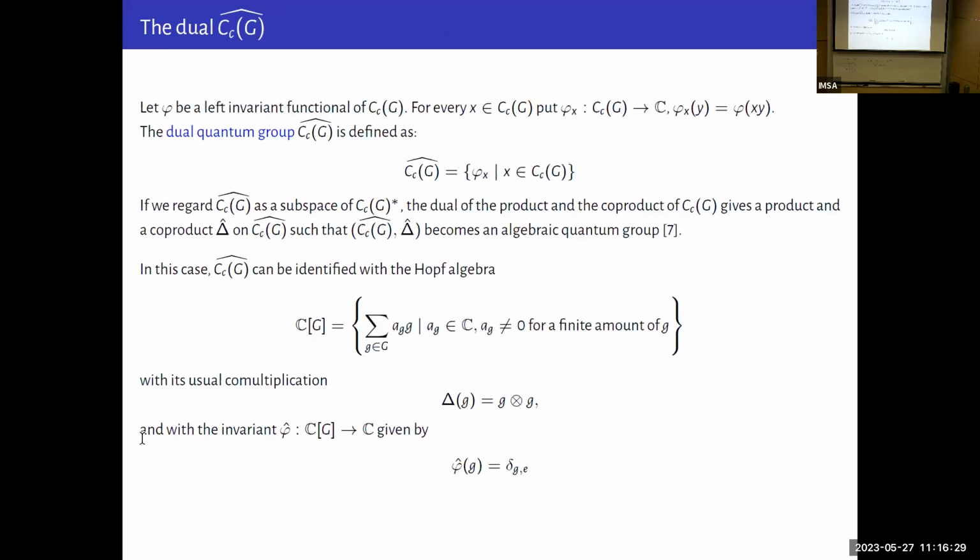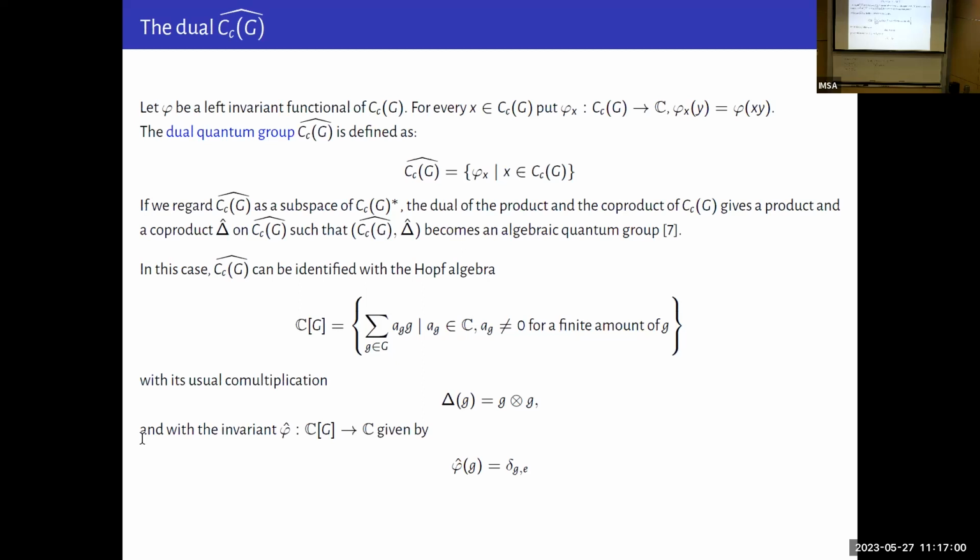Now, how do we construct the dual of an algebraic quantum group? We have to pick a left invariant functional phi of our algebraic quantum group. Then for every element x in the group, we write phi sub x for this new functional. Phi sub x on y is just phi evaluated on xy. And the dual quantum group, this hat, is defined as the space of all these functionals.